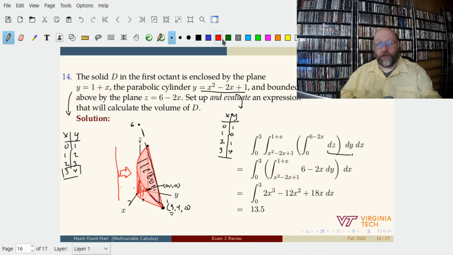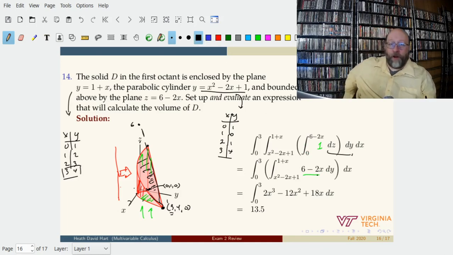In the z direction, our arrows come up through the shape. It'll enter at the bottom where z is equal to 0, and then leave along this top surface where z is equal to 6 minus 2x. And now we'll just work out these integrals. Integrating 1 with respect to z just gives me z. So I plug in 6 minus 2x and plug in 0 and subtract, and I get 6 minus 2x.